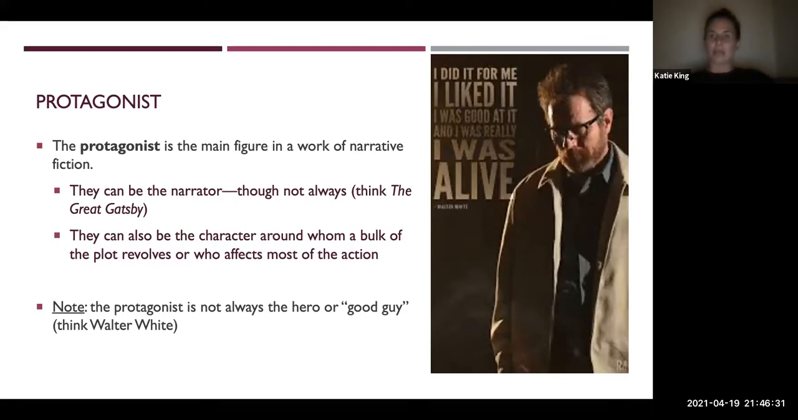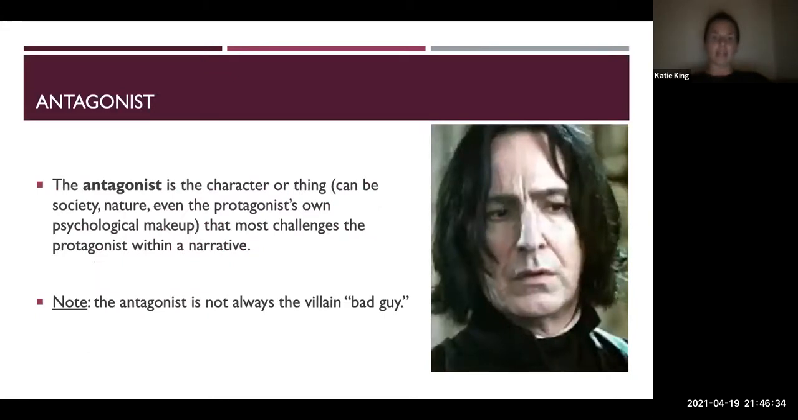All right, so next is the antagonist. And the antagonist is the character or the thing. It doesn't always have to be a character. It can be a natural event. It can be society. It can be even the protagonist's own psychological makeup. If we think back to Edgar Allan Poe, and how a lot of times the antagonist is just the speaker's own paranoia, or the speaker's own sort of crumbling psychological landscape, then we can see that an antagonist doesn't need to be a character.